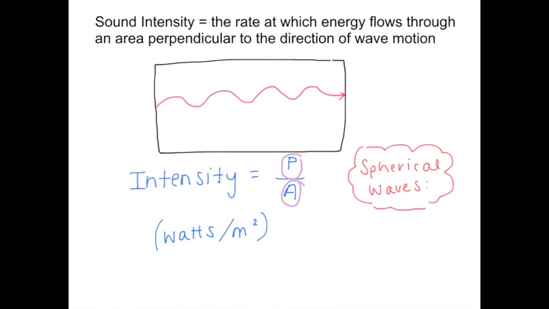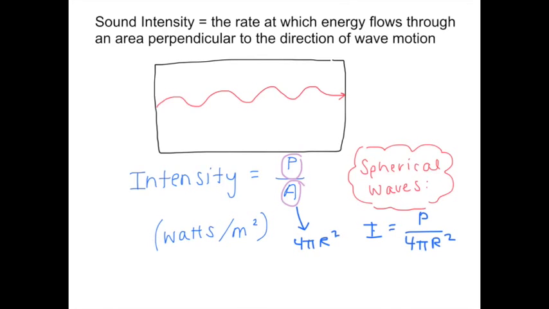And then since we know that sound waves are actually spherical in the real world, and intensity is still power over area, the area of a sphere is 4 pi r squared, that's the surface area. So we'll rewrite intensity for spherical waves as power divided by 4 pi r squared. That's how we'll solve for the intensity of a sound wave.